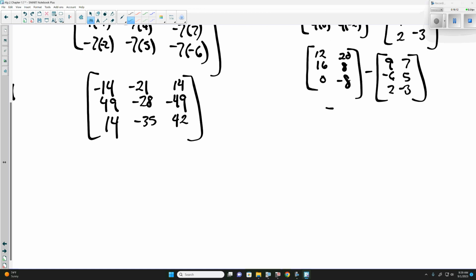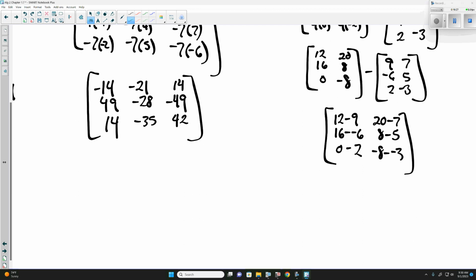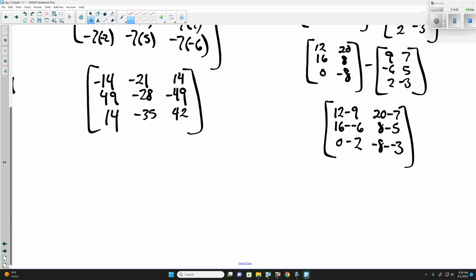So our corresponding elements are going to be 12 minus 9, 20 minus 7, 16 minus negative 6, 8 minus 5, 0 minus 2, and negative 8 minus negative 3. Well, 12 minus 9 is 3. 20 minus 7 is 13. 16 minus negative 6 is 22, because the negative negative makes a positive. 16 plus 6 is 22.